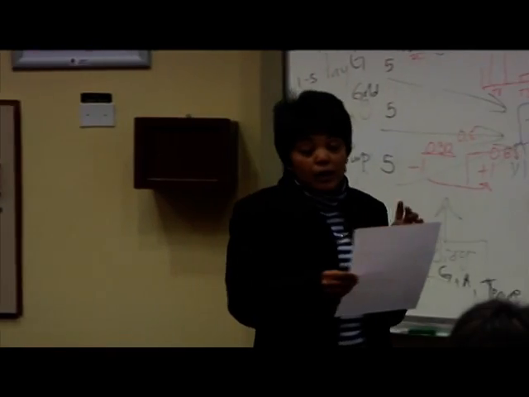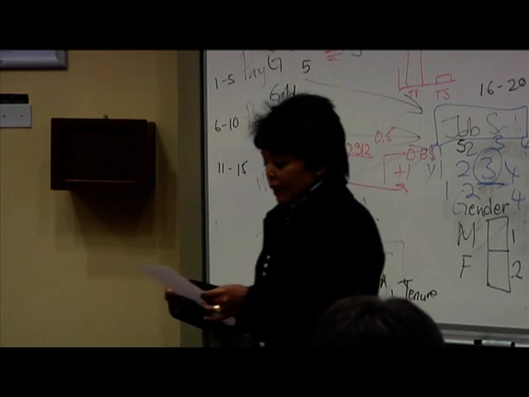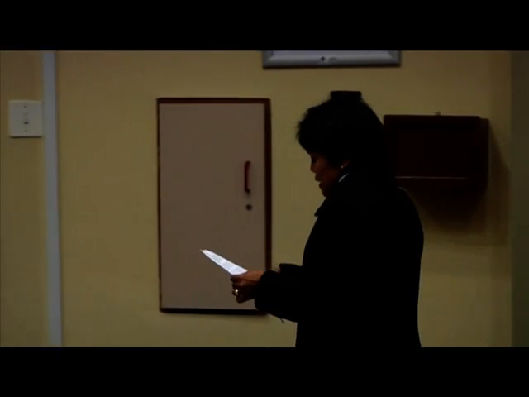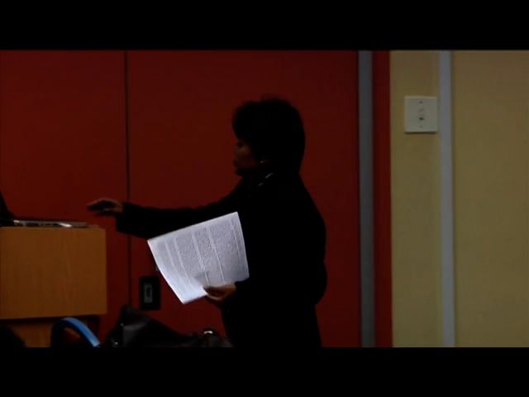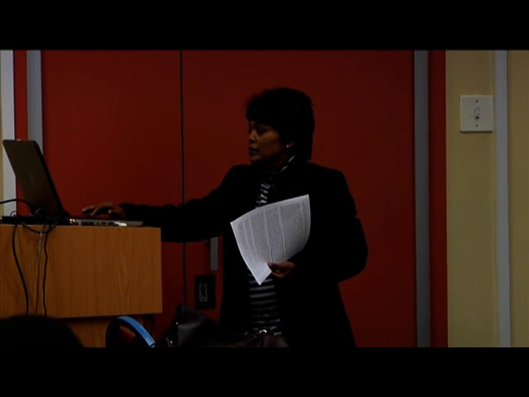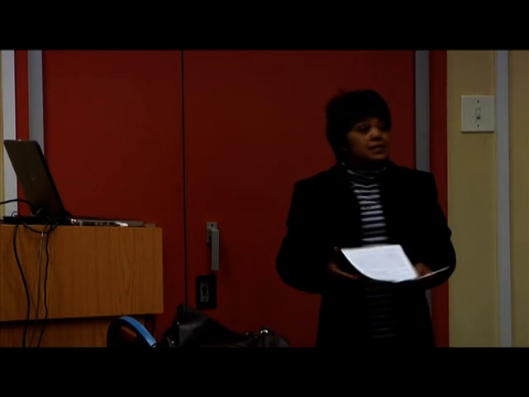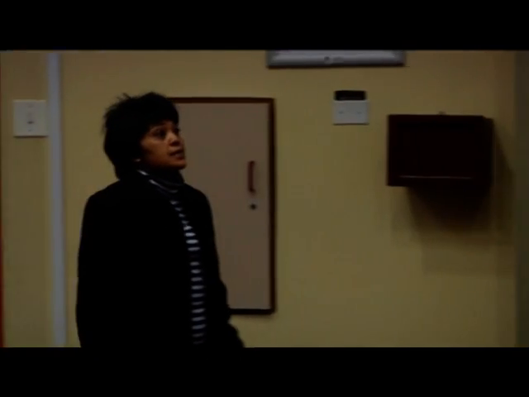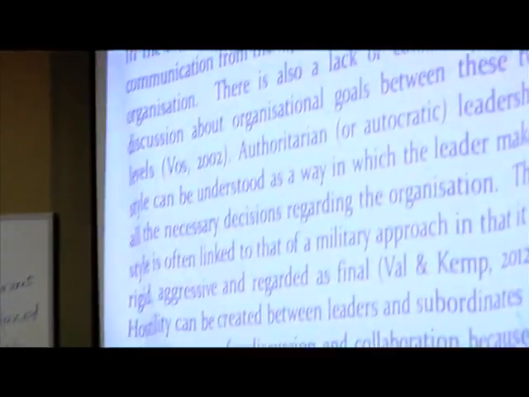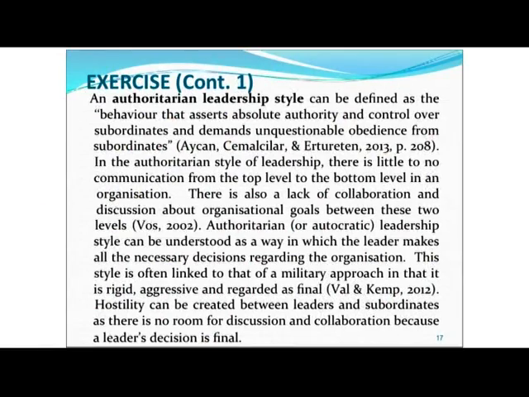Let's look at authoritarian. I'm not going to do all, we're just going to do one. An authoritarian leadership style can be defined as the behavior that asserts absolute authority and control over subordinates and demands unquestionable obedience from subordinates. In the authoritarian style of leadership, there is little or no communication from the top level to the bottom level in an organization. There is also a lack of collaboration and discussion about organizational goals between these 2 levels.